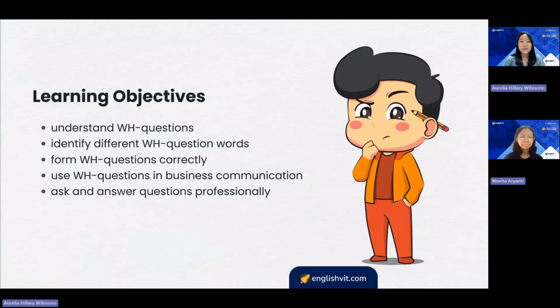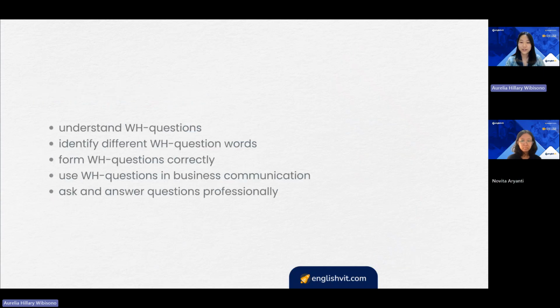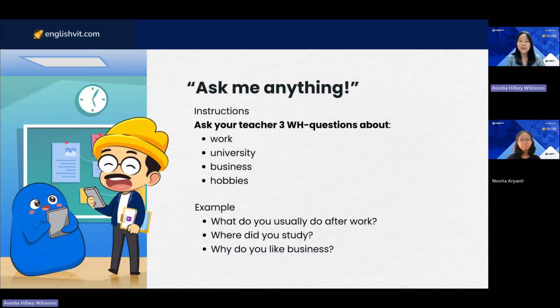Today we are going to understand WH questions, identify different WH question words, form WH questions correctly, use WH questions in business communication, and ask and answer questions professionally. So you can ask me anything with 3 WH questions related to work, university, business, or hobbies. For example, what do you do usually after work? Where did you study? Why do you like business? Or what kind of business do you think will be popular in the future? Throw me any questions.